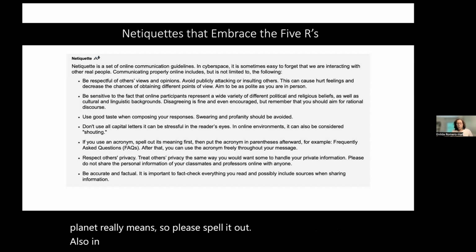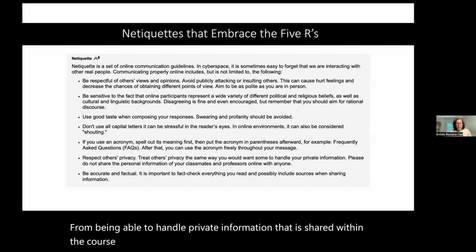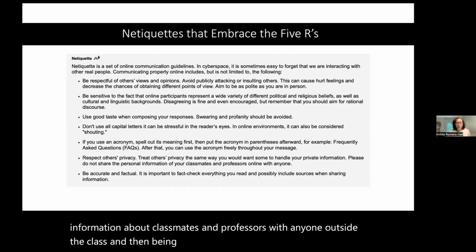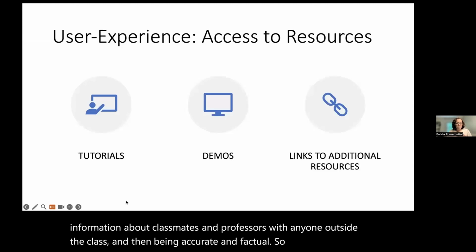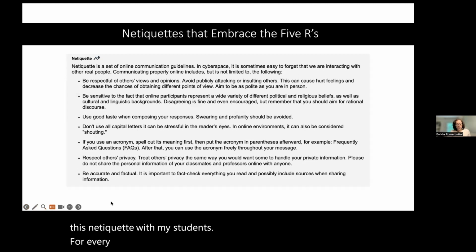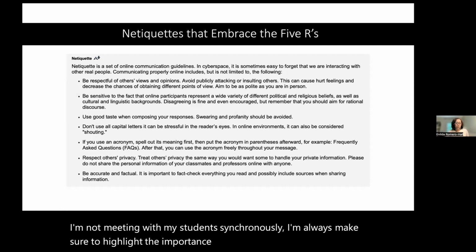Also, in terms of privacy, being able to handle private information that is shared within the course content, and avoiding sharing any kind of private information about classmates and professors with anyone outside the class, and then being accurate and factual. So again, I've used this netiquette with my students for every course that I've taught online, and I go over them. And if I'm not meeting with my students synchronously, I always make sure to highlight the importance of reading through the netiquette.